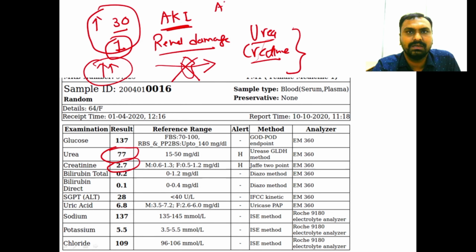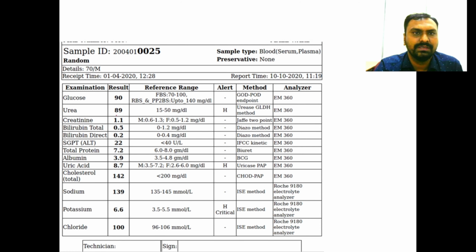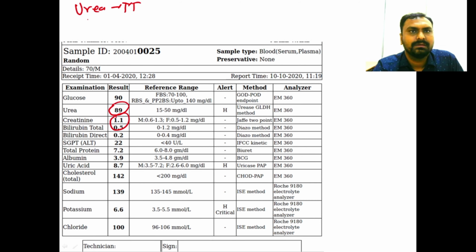It can be acute renal failure, chronic renal failure, renal cell carcinoma, glomerulonephritis or pyelonephritis. All are causes of increased urea and creatinine level. So here urea is 89 and creatinine is normal. So urea high, but creatinine normal. What could be this condition?